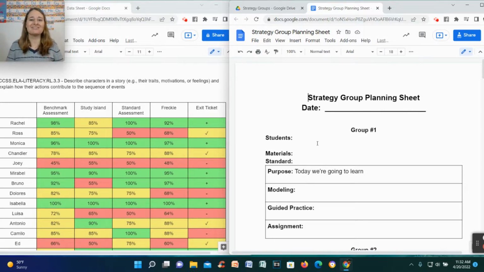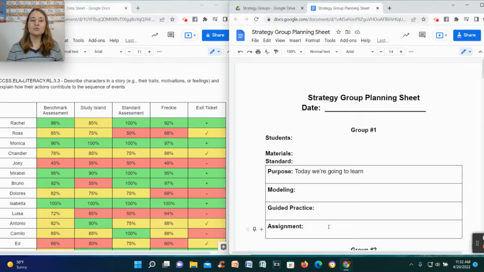But for the purpose of today, we're just going to be looking at this specific data, and we're going to be seeing which students would fit together. And then in our next lesson, we're going to be finishing the rest of this: the purpose, the modeling, the guided practice, the assignment. I'm going to be walking you through each step of your strategy group, and we'll talk about how to plan them out.